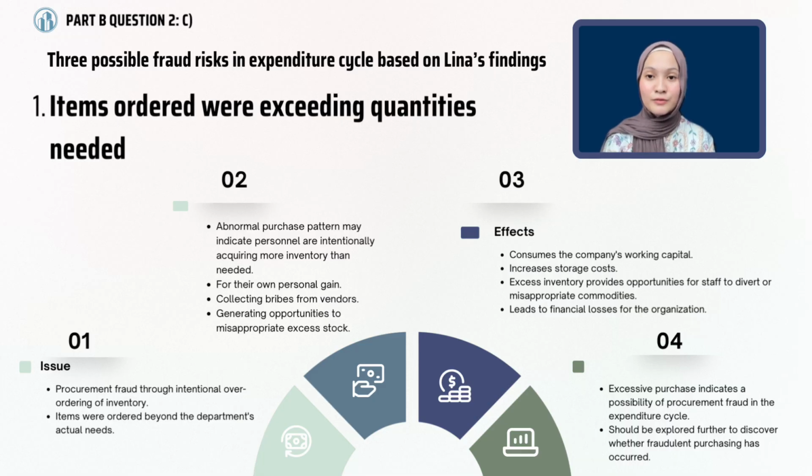The purchase of too much can affect financial performance as it consumes the company's working capital and increases the storage costs. Additionally, excess inventory provides opportunity for staff to divert or misappropriate commodities without quick detection, leading to financial losses for the organization. Thus, Lina's finding of excessive purchase indicates a possibility of procurement fraud in the expenditure cycle and should be explored further to discover whether or not fraudulent purchasing has occurred.